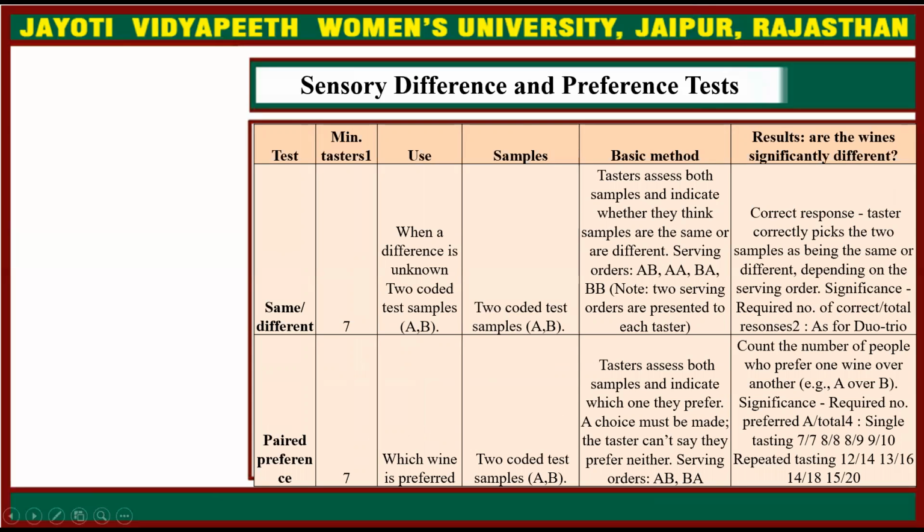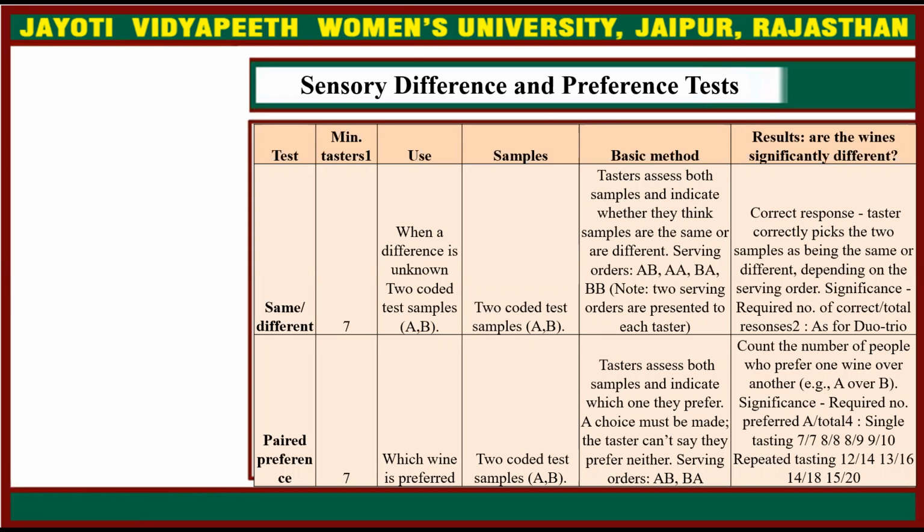No two serving orders are presented to each taster. Then the results: are the wines significantly different? A correct response is when the taster correctly picks the two samples as being the same or different, depending on the serving order. Then paired preference. Minimum tasters are 7. Which wine is preferred? The samples are 2 coded tests, A and B.